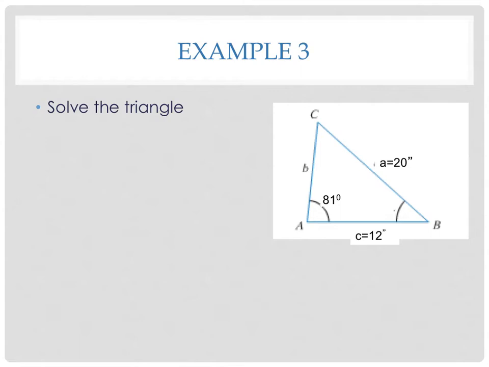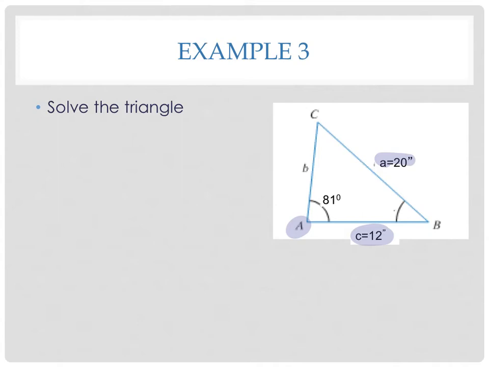All right, so we're going to look at this triangle. First of all, we want to identify what we're given because we don't need to test for an ambiguous case every time, only if what we're given is side-side-angle. So look at my triangle. I'm given two sides, 1, 2, and the non-included angle.